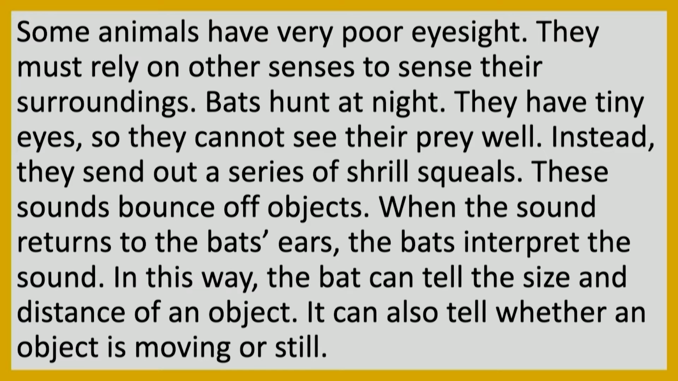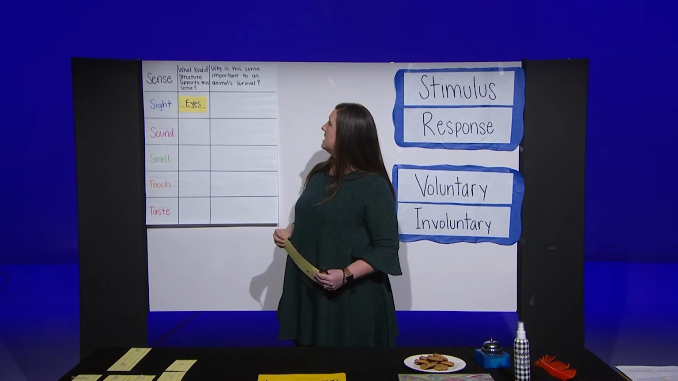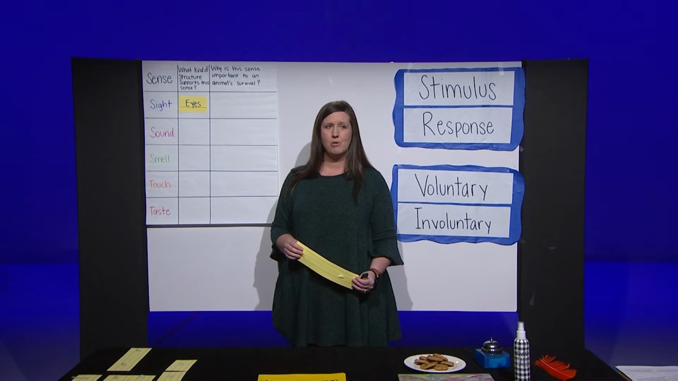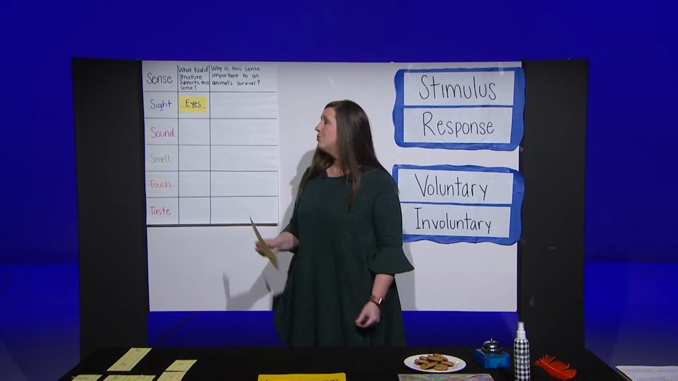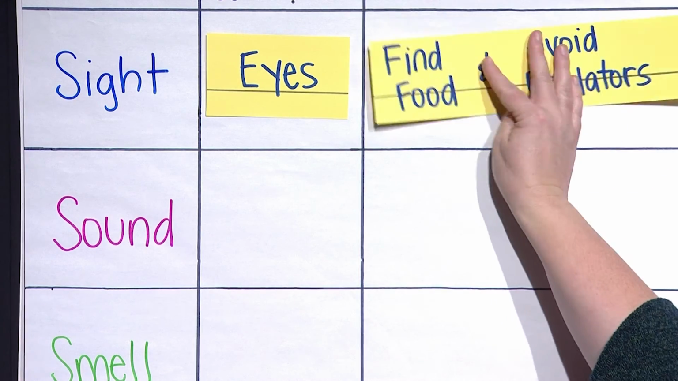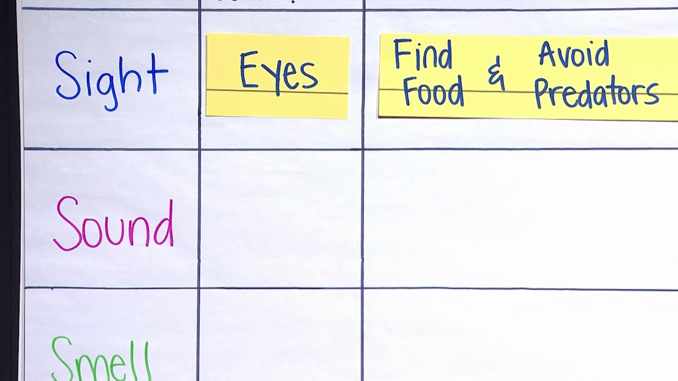Pretty amazing. So what was this paragraph mostly about? What's happening and why? That's correct. It's mostly about animals that have poor eyesight and how they have to rely on other senses. Before we move on to sound, let's talk about why this sense is important to an animal's survival. Why was sight important to the animals? That's correct. They have to find food and avoid their predators. That's why it's important to them.